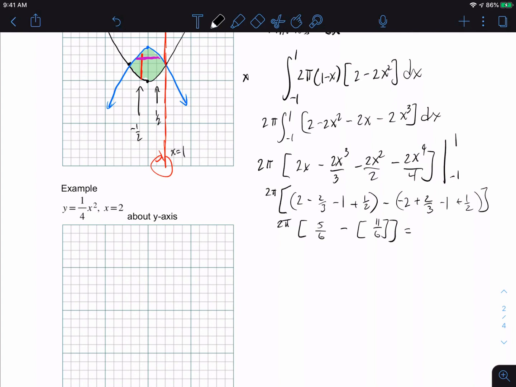Let me see, am I right? I think this is a negative 11/6, right? Yeah, it should be negative. So that's making a plus 16 pi over 3, and then units cubed.